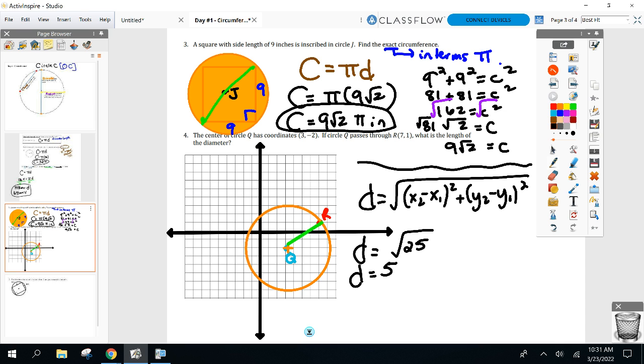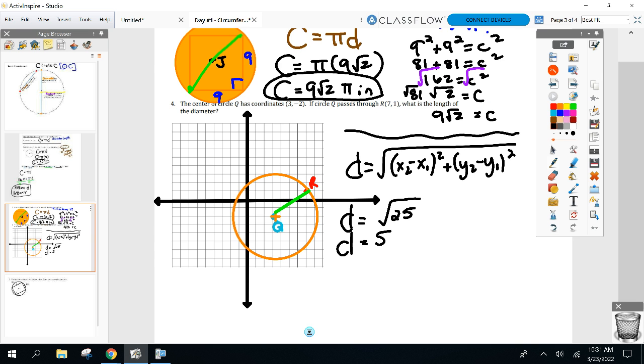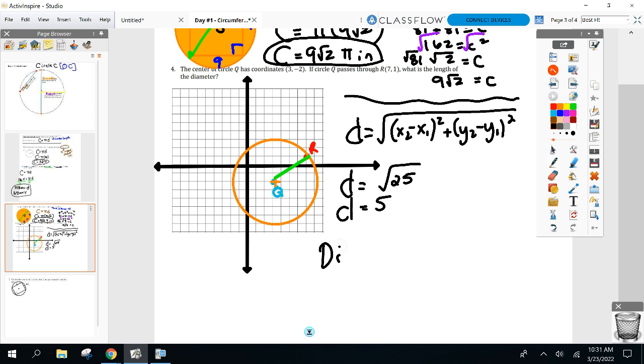No? It's not 5? That's not the diameter. Oh, I know that. I'm just saying the distance is 5. Relax. Relax. Distance is 5. Everyone, square root of 25. Good. And then yes, as I finish the problem, the diameter equals twice that.